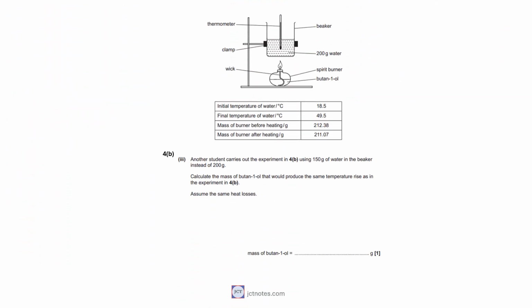In the third question of question 4b, we have that another student carries out the same experiment using 150 grams of water instead of 200 grams. We are asked to calculate the mass of butan-1-ol that would produce the same temperature rise as in the previous experiment, assuming the same heat losses.